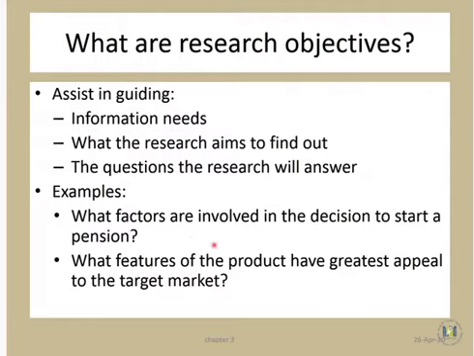For example, this research asks about what factors are involved in the decision to start a pension. Another example, a research asks about what features of the product have greatest appeal to the target market. So here, in defining research objectives, we ask the question exactly the researcher wants to answer and what the research aims to find out.